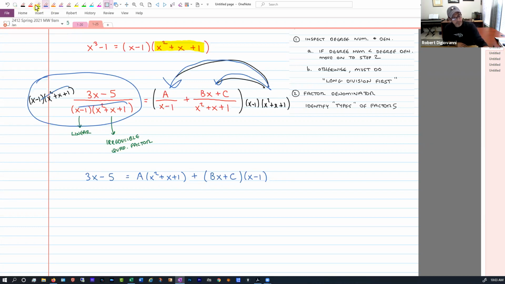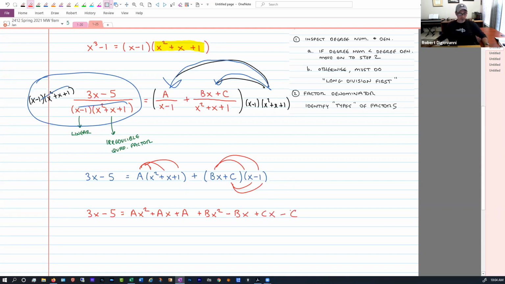Okay, here it comes. Distribute. A is going to go through. The distribution on this one's not so bad because it's just distribute and then FOIL. So we should get 3x minus 5 equals ax squared plus ax plus a. And on this next one, bx squared minus bx plus cx minus c.